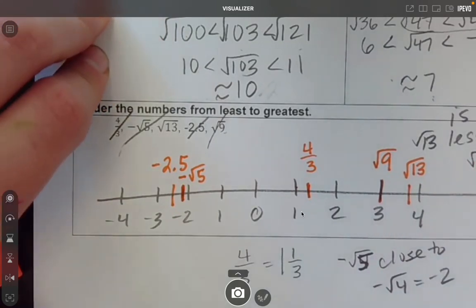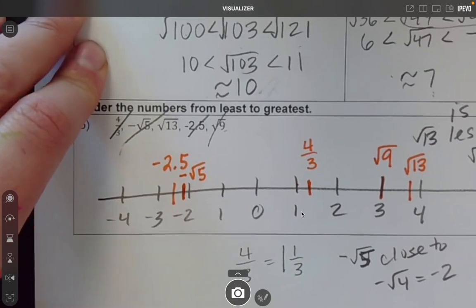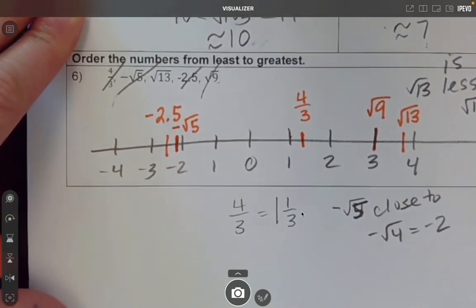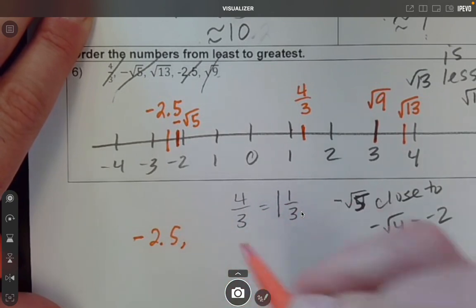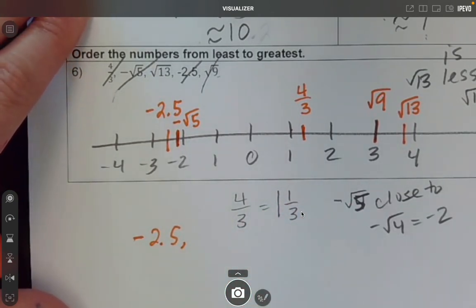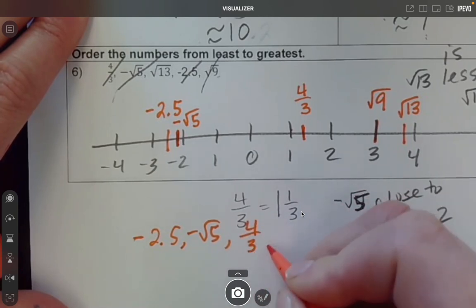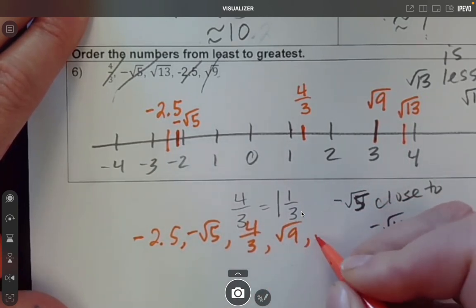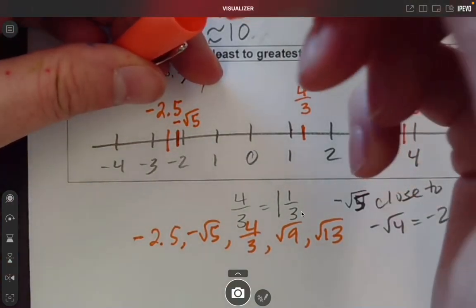All right, so now I've got my numbers in order. All I have to do is go left to right here. So I'm going to move this up. And then I have a -2.5 as my answer. And then a negative square root of 5, 4/3, square root of 9, and square root of 13. So there are my 5 numbers in order.